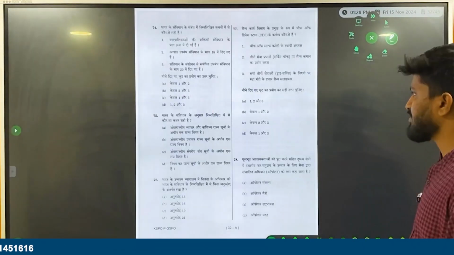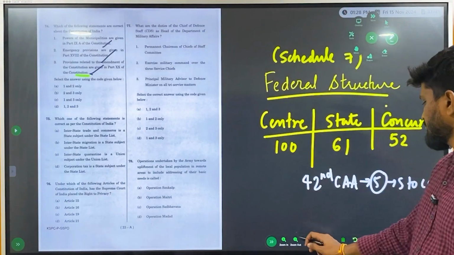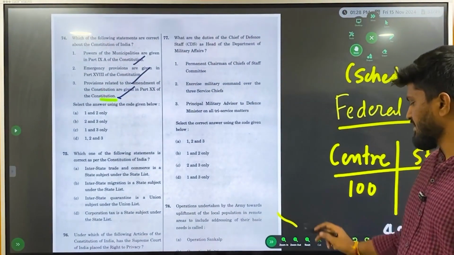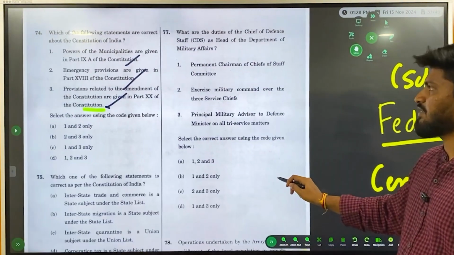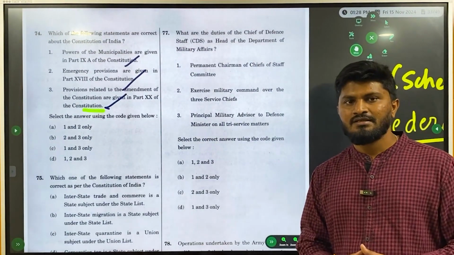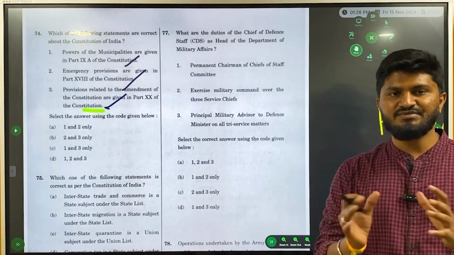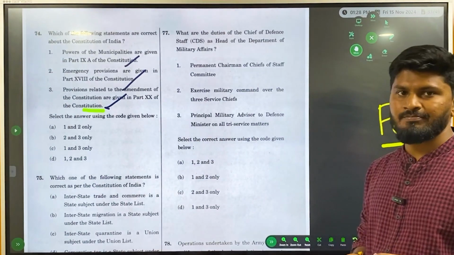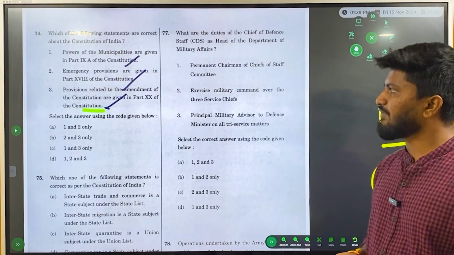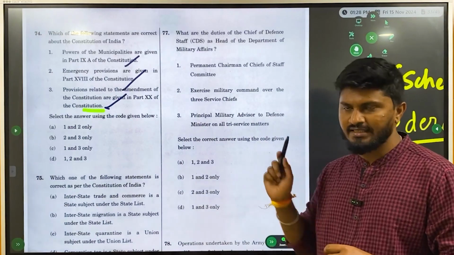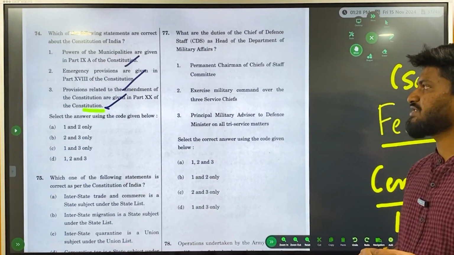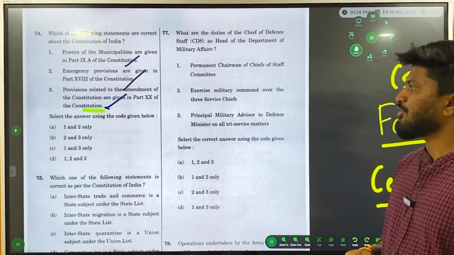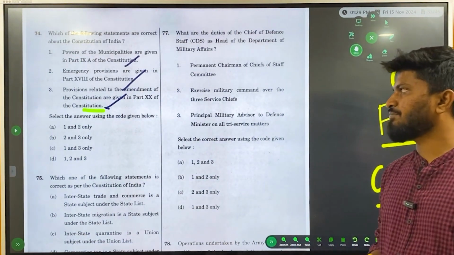Now moving on to the next questions in the polity section. The question is asking about parts of the Constitution. Okay, so the Constitution is divided into a total of 25 parts. Each part is based on a particular subject. So here the question is, which of the following statements are correct about the Constitution of India? Powers of municipalities are given in Part 19A of the Constitution. That is correct. Second, emergency provisions are given in Part 18 of the Constitution. That is also correct. Provisions related to amendment of the Constitution are given in Part 20 of the Constitution.